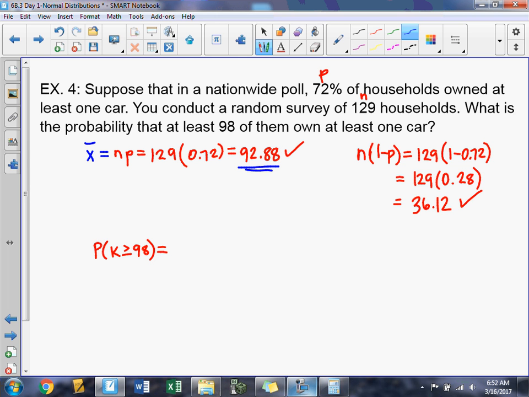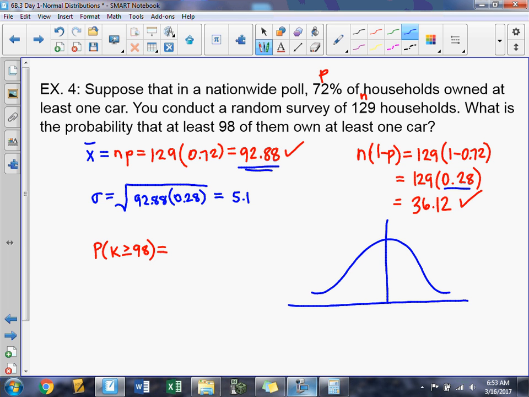That's the mean. The standard deviation is the square root of n times p, and you can write that in, but it's 92.88, times 1 minus p. So 1 minus p was that 0.28. So if you take and multiply 92.88 times 0.28 and take the square root, you get about 5.1. So what we're going to do is we're going to make our normal curve.